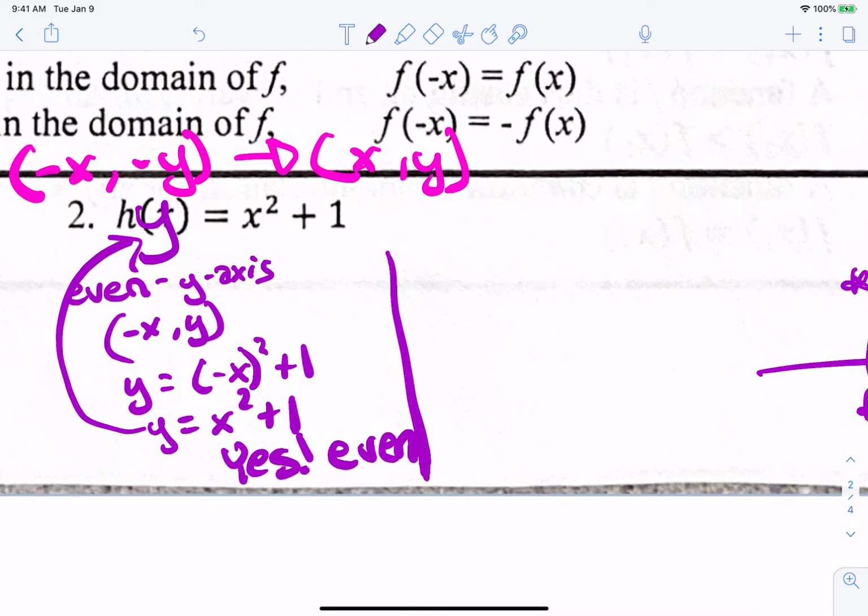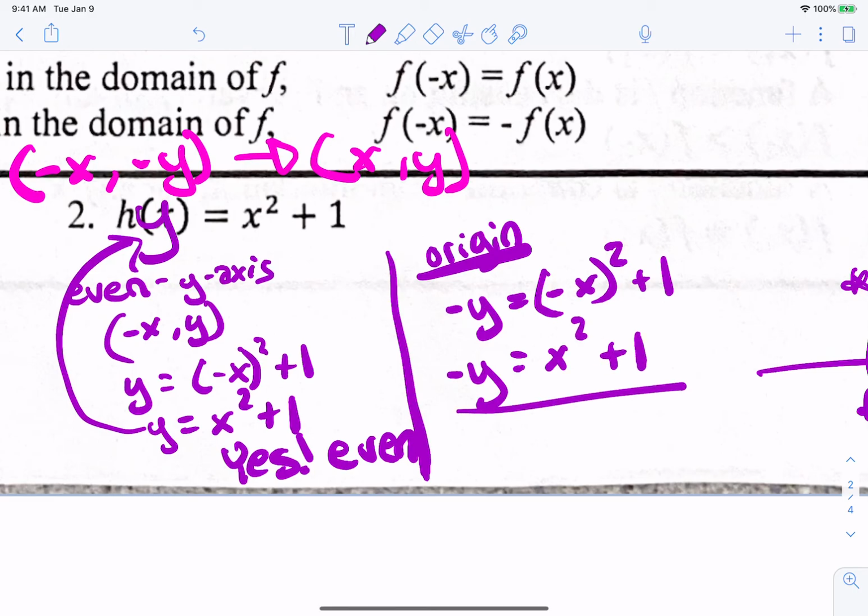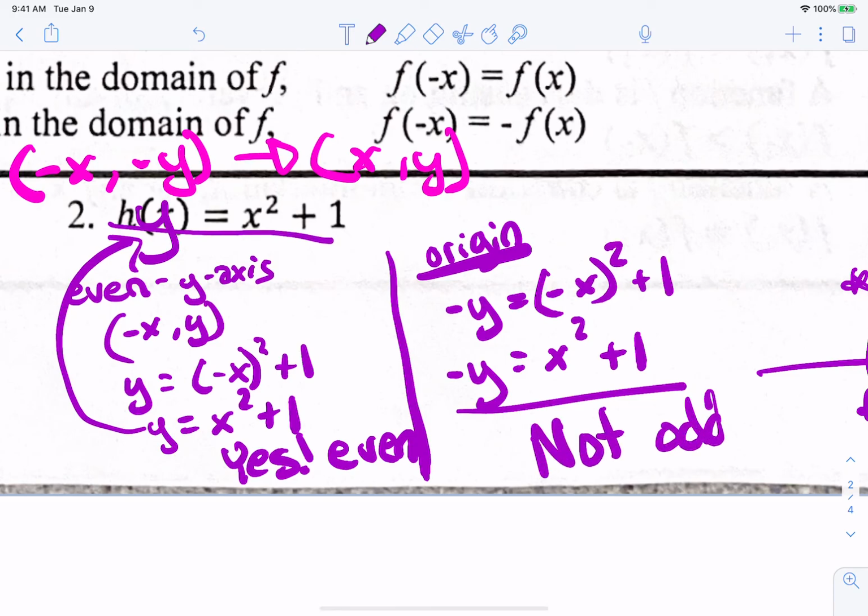This guy, if I check him for origin symmetry, negative x and negative y, the y will stay negative and the x will become positive again, but this is not the same thing as what I had to start with, because that y is negative. So it's not an odd function. We know it can be both if you have a circle. Does it have to be one or the other, or could it be neither? It can be neither. It does not have to be one or the other.